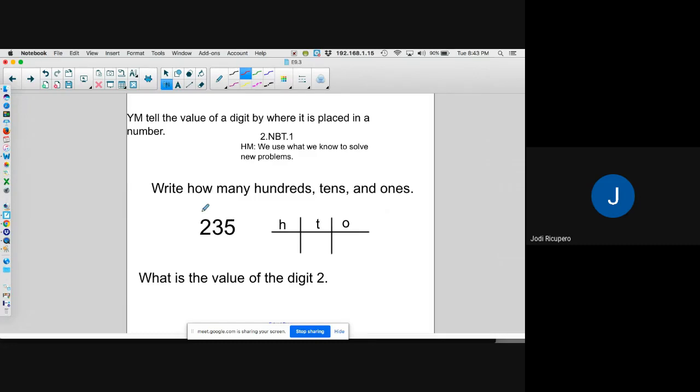Look at the number 235. Write it in the place value chart. What is the value of the digit 2? The value of the digit 2 is 200. I know it's 200 because it is in the hundreds place. And it says that there are 2 hundreds.